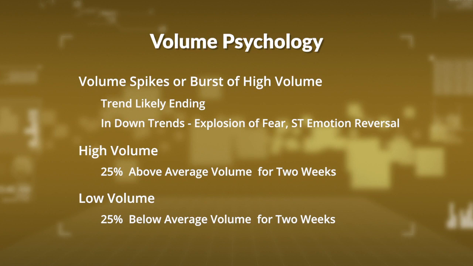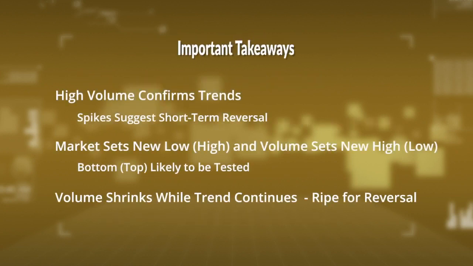High volume is typically about 25% above your average over 2 weeks, and low is typically 25% below average volume over 2 weeks. And I think that StockCharts uses a 200-day moving average on volume. So here are the important takeaways as far as volume. We'll talk a little bit more, but high volume is what confirms a trend. So the spikes suggest a short-term trend reversal.